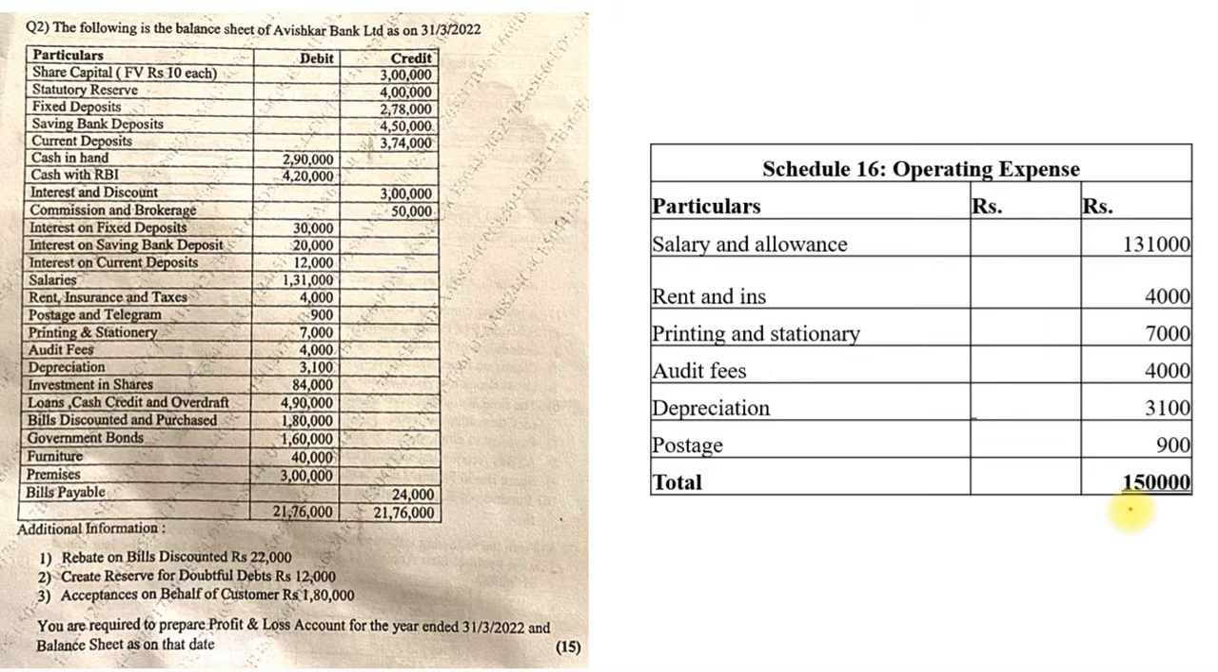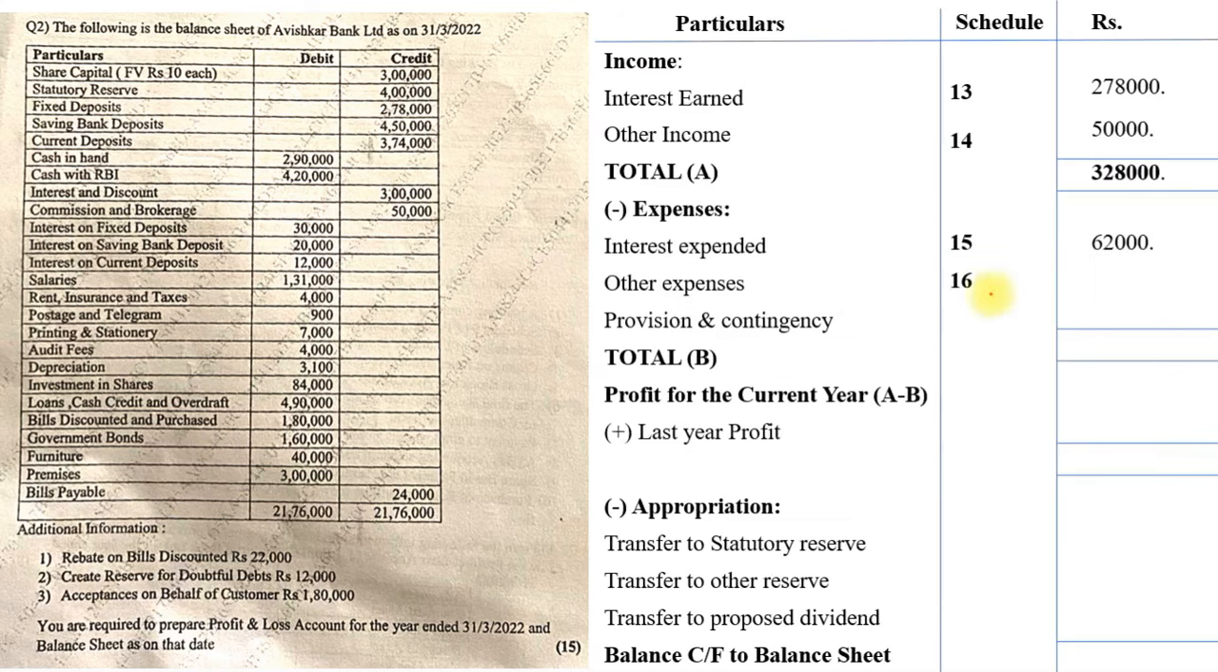Okay. So once I get that 1,50,000, we will now substitute this value in the format. So under schedule 16, we note down 1,50,000. Okay, so these are basically the most important 4 schedules of our P&L account.